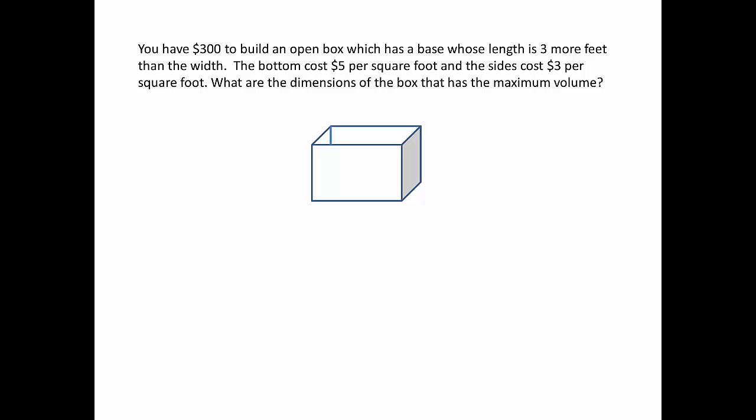So here's an optimization problem where we're supposed to maximize a volume given a certain amount of money. It's a word problem, and it doesn't really matter what this word problem is about. We're going to have to label the picture. We know we have a width, and we know the length is 3 more feet than the width, so our length is W plus 3. They didn't tell us anything about the height, so I'm just going to call it H.